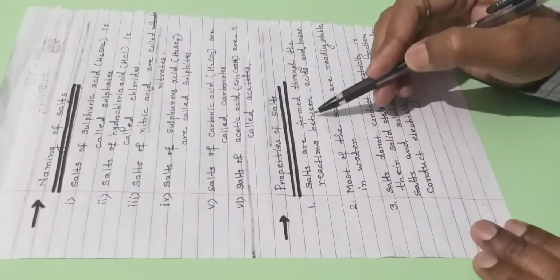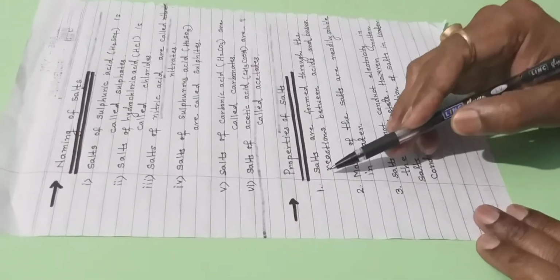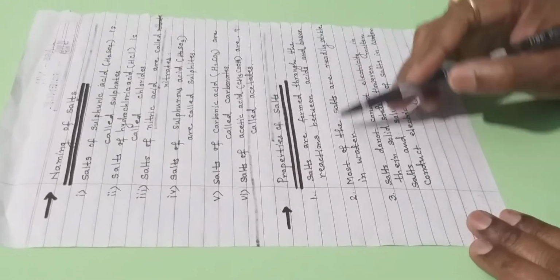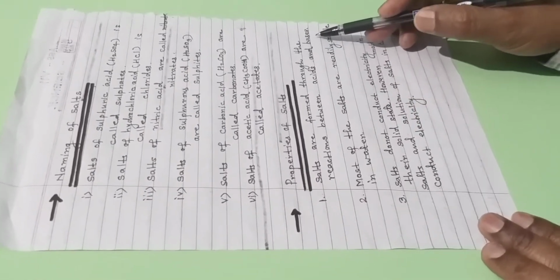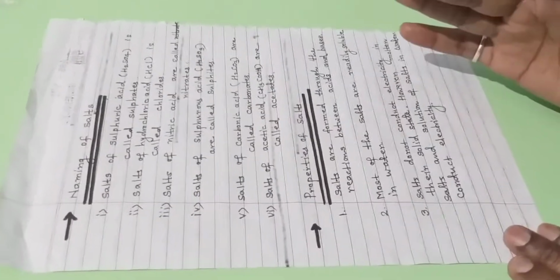Now the properties of salts. There are three properties of salts which are given below. First, the salts are formed through the reactions between acids and bases. It means when the acids and bases combine with each other to form salts.